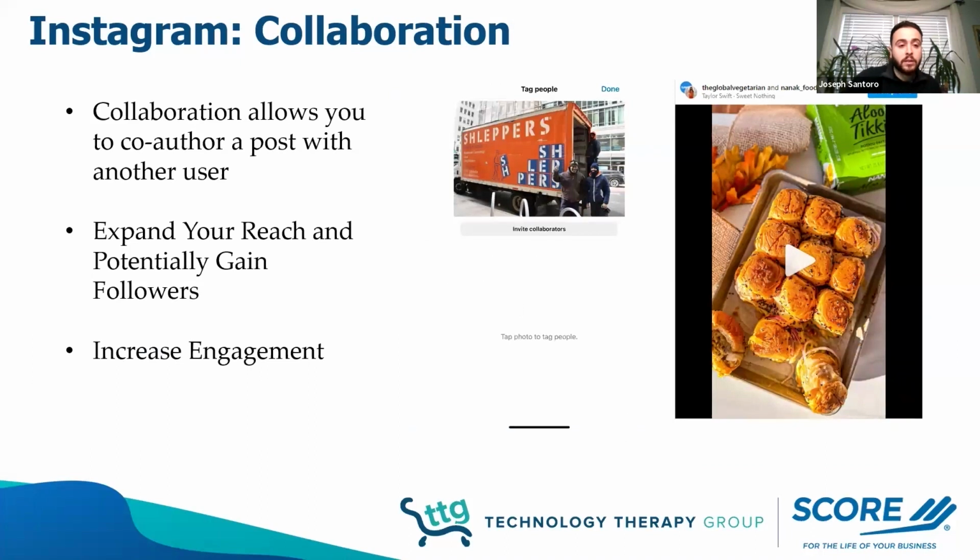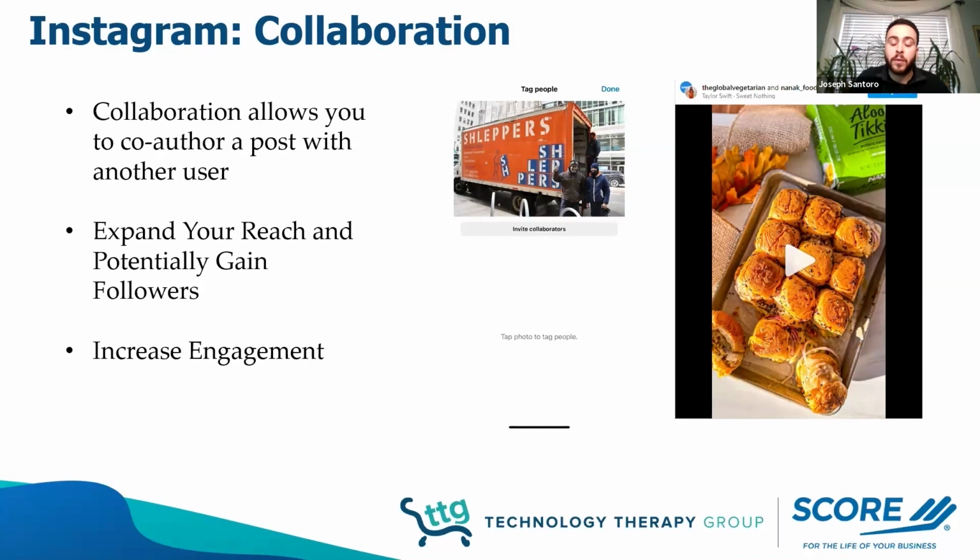All right, so next is collaboration. Collaboration isn't super new, but it is extremely important, I think, for a lot of businesses to utilize. So, what collaboration is, it allows you to co-author a post with another user. So, with that being said, now instead of tagging another user or another account, you can now co-author those posts so that they show up in each of your profiles.